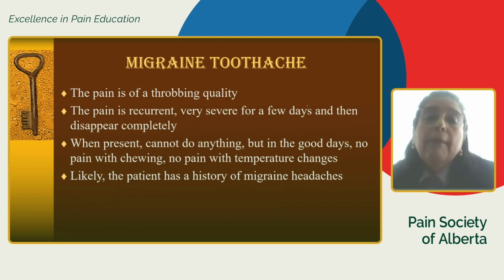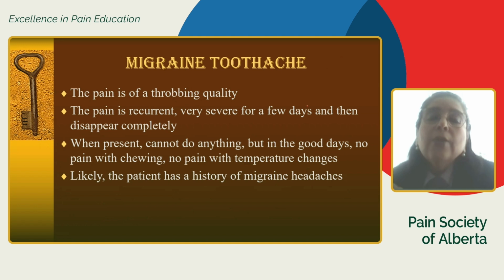So when we talk again about the different types, migraine toothaches, again, a migraine usually has a throbbing quality. So the toothache, when it is a migraine, will have a throbbing quality, which could also be a toothache, right? However, the pain is recurrent. So you will have a severe pain for a few days. You may even feel nauseated. You may be sensitive to light, to noise, and then boom, the pain completely resolves with no action, with no reason. The pain will be completely fine for a few weeks or a few months, and then the pain comes back with the same pattern.